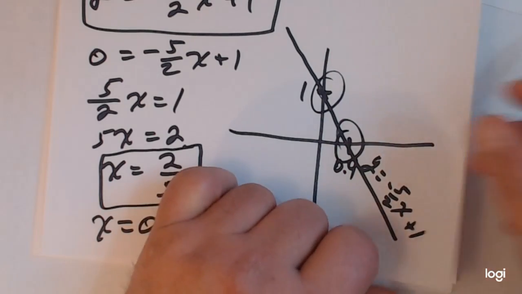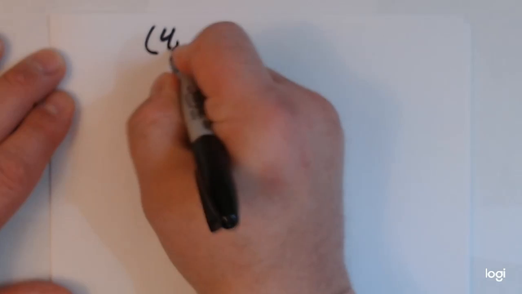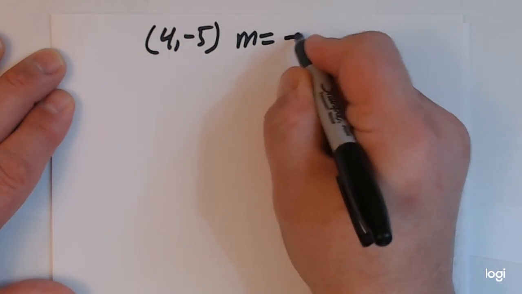Okay, let's take a look at two more, and we'll call it a day. So how about 4, negative 5 with a slope equal to negative 2.